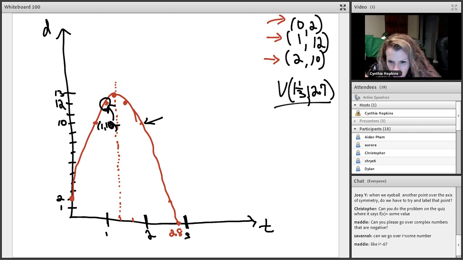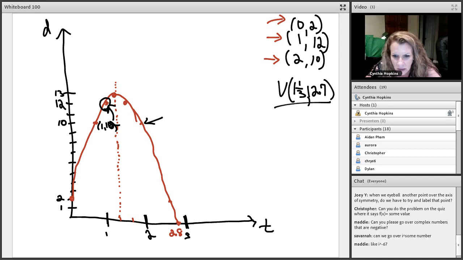Okay, Christopher, can you do the problem on the quiz where it says f of x equals some value? Well, number 1 had f of x equals some value. The number 6 had suppose f of x equals this. You're going to have to be more specific than that. I guess those are the only 2 that have an f of x. But I think I did a problem just like number 6, and I did number 1 also. So if you have a specific question, you can look in your book and find a question like you're looking for, Christopher.